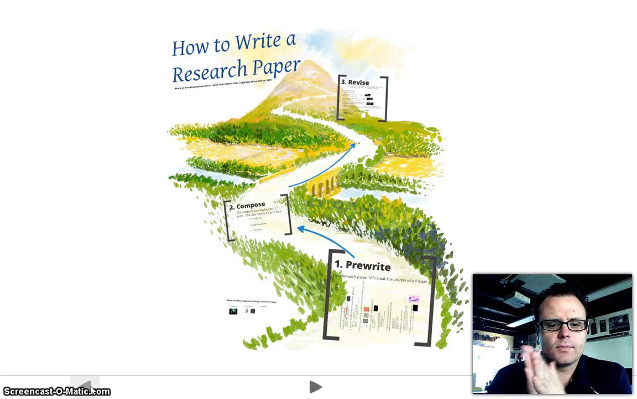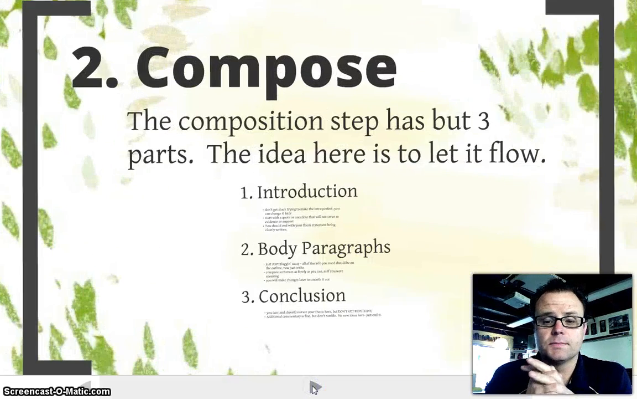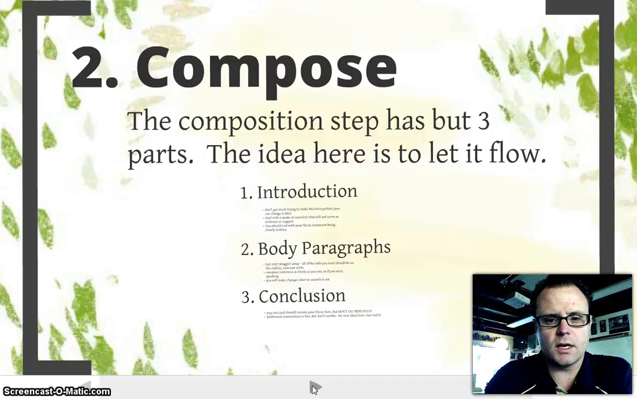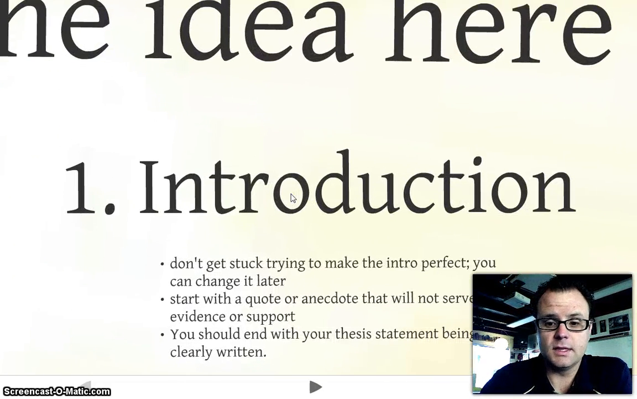So, in composing a rough draft, you need to be thinking like a composer, somebody who just lets the music flow out of them. That's the idea. So it's a very artistic part of the process. Now, the composition step has just 3 parts, and the idea here is to let it flow. The first one, the introduction. Okay, so you're going to break the writing process down to 3 different parts.